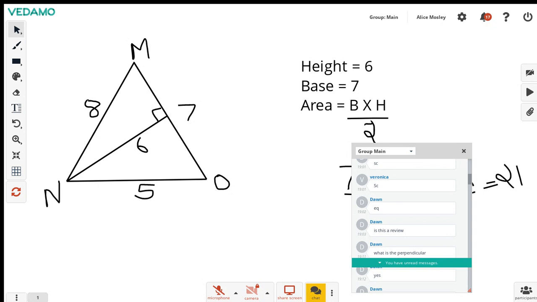Ms. Dawn, I hope you understand what we are doing. In order to find the area, we multiply the base and height together. And you found the height to be 6 and the base to be 7. You found that by yourself. Okay, yes. So you multiply 6 and 7.